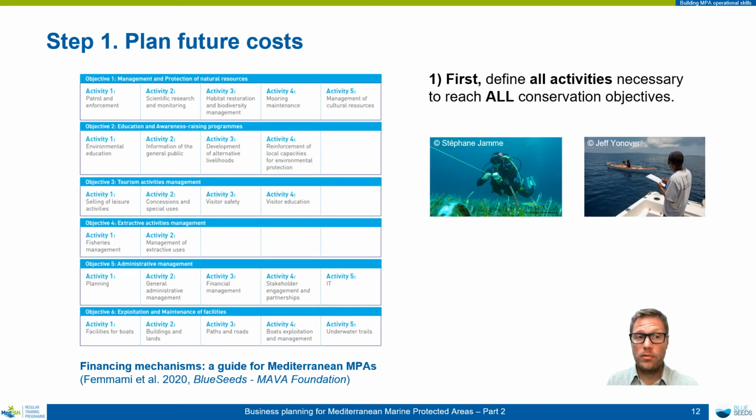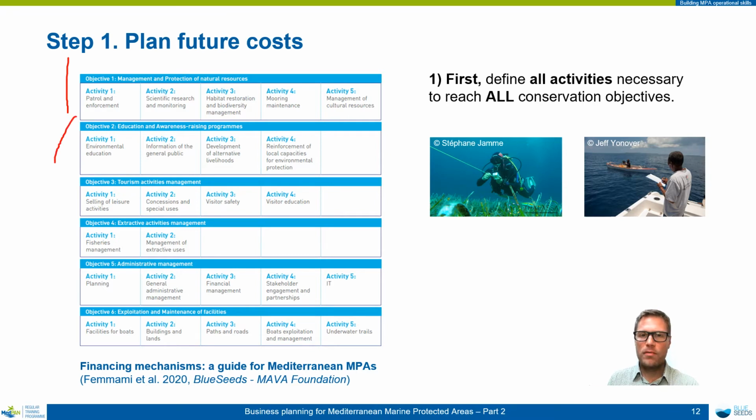So the first part of planning your future costs is to define all the activities that are necessary to reach your conservation objectives. Now these can be diverse, and here is a table presenting different categories of activities, but not all types of activities are necessarily presented here. It's an example showing you the main type of activities that you need to think about when you do this listing. For example, management and protection of natural resources, which include many types of activities like control and enforcement, or research, monitoring, mooring maintenance, or habitat restoration, or even the management of cultural resources.